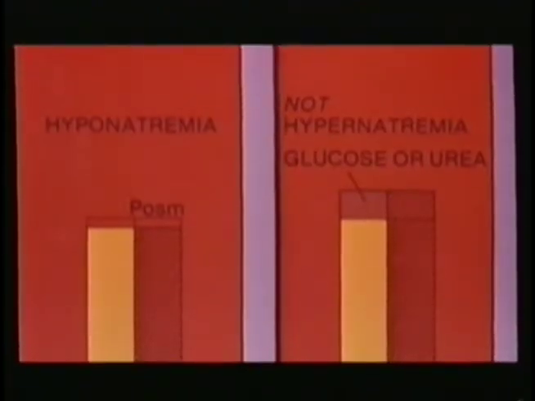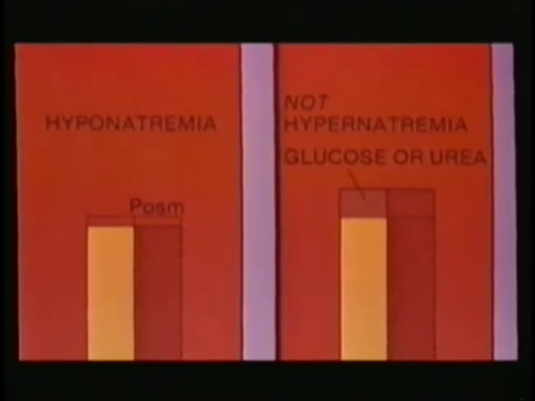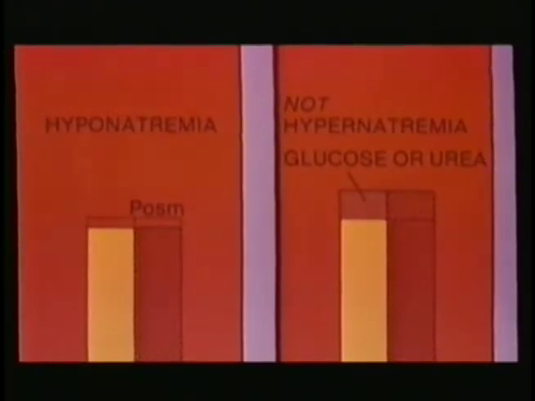27. Note that although low P-osm is always associated with hyponatremia, a significantly elevated P-osm is not necessarily due to hypernatremia. Elevations of glucose and urea concentrations may be the source of the increase in P-osm.